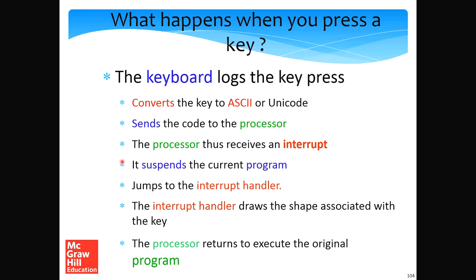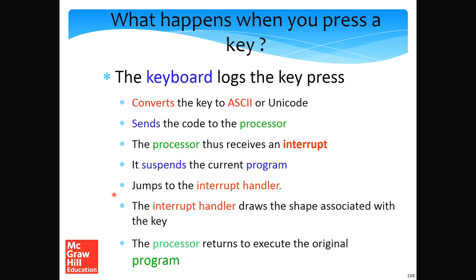At that point, either the processor is idle or it is running a program. If the processor is running a program, it suspends the execution of the current program, it stops it. Then it jumps to another program within the operating system. The operating system is a set of specialized programs to manage normal programs as well as the devices connected to the computer, such as the mouse and the keyboard. Once we receive an interrupt, we jump to the interrupt handler, which is a very small program meant to process the input.